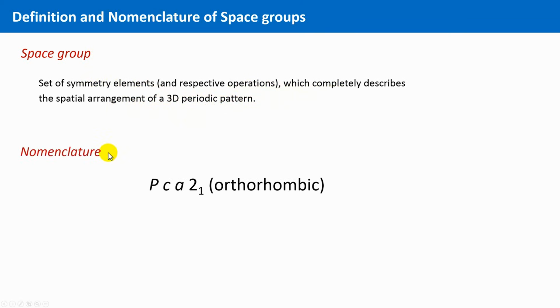The nomenclature of space groups is very similar to that of wallpaper groups we discussed in Unit 3.7. In principle, the name consists of 4 symbols. We see here an example, PCA21, which belongs to the orthorhombic crystal system. The first symbol indicates always the Bravais type of the lattice. This means the type of centering, which can be P for primitive, I for body-centered, C in the case of base-centered cells, or F as face-centered.